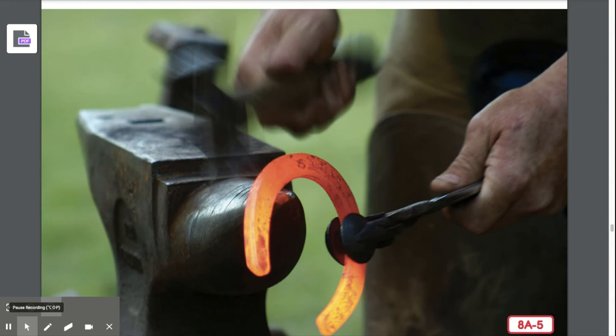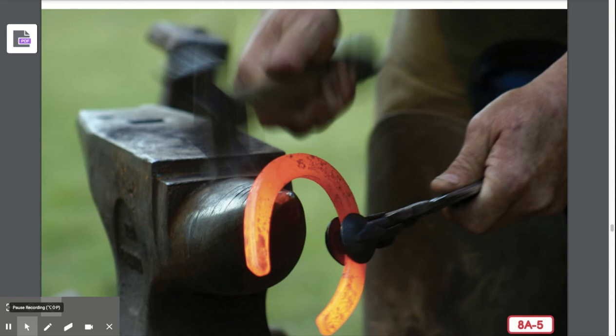What would make the iron harden faster, leaving it out in the air or plunging it into cold water? Did you say plunging it into cold water?